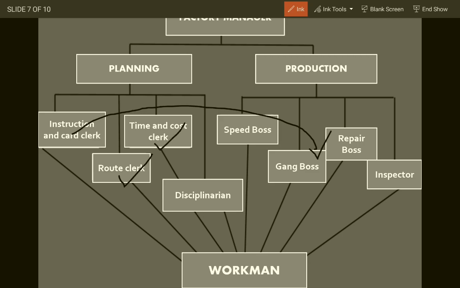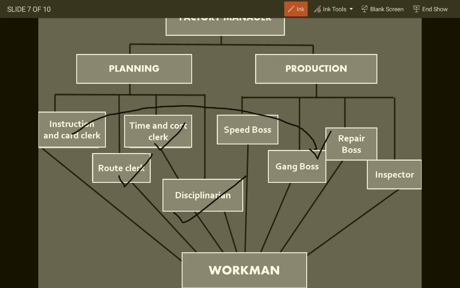The time and cost clerk is responsible for analyzing how much time needs to be taken to perform a task or convert the raw into finished goods. The cost clerk is responsible for maintaining and analyzing the cost, writing the cost in the cost sheet, and analyzing each and every cost, whether it's work in progress cost, raw material cost, or cost related to tools, equipment, etc.